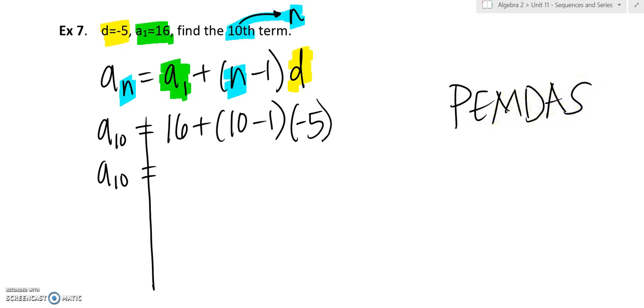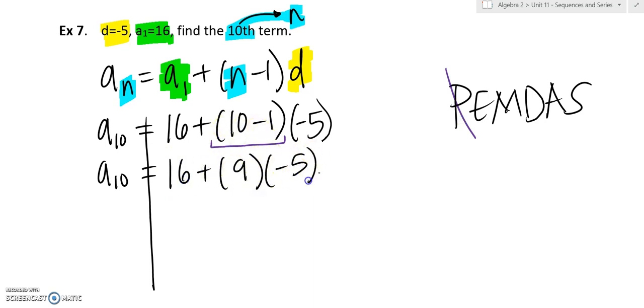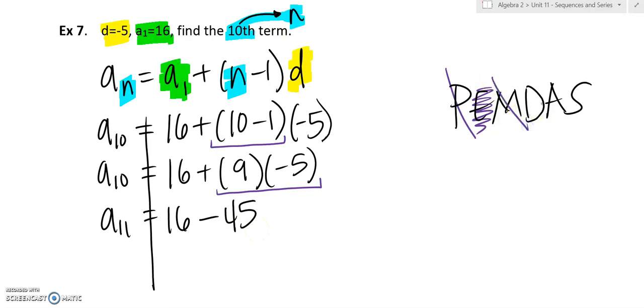Okay, P is first, that's parentheses. So I'm going to go ahead and do that parentheses piece first. So I have 10 minus 1, that gives me a 9. So I'll switch that. Took care of parentheses. I do not have exponents, so that's out. Next is multiplication. I do have some multiplication. 9 times negative 5 is going to give me negative 45. So let's switch all of this, and I get negative 45. Okay, so that took care of multiplication.